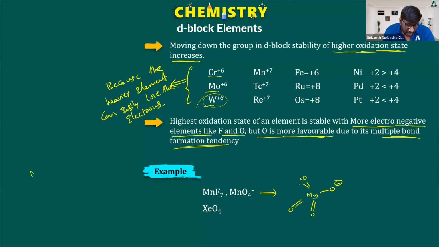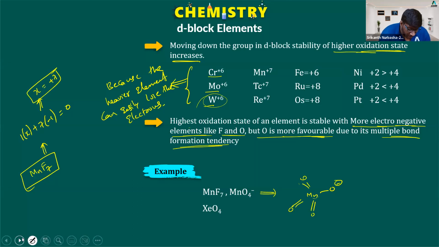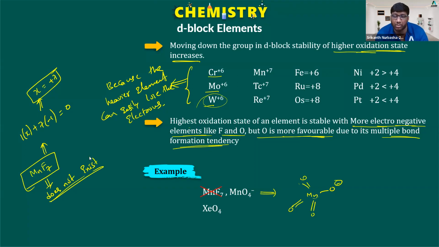In MnF7, what is the oxidation state of manganese? Calculate the oxidation state of manganese in MnF7. Plus 7. 1 manganese, 1 into X, 7 fluorines, 7 into minus 1, that should be equal to 0. So manganese X is equal to plus 7. But MnF7 does not exist. Why? Because there are only single bonds throughout. The fluorine cannot be involved in double bond formation. Oxygen is more favorable to have manganese in the highest oxidation state because of its double bond formation.